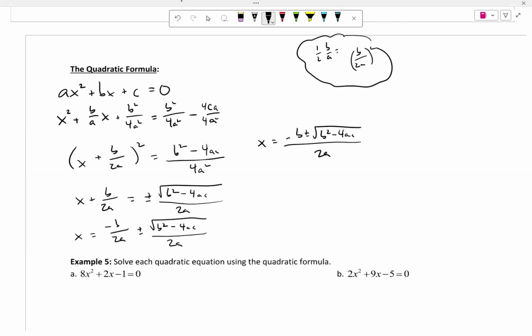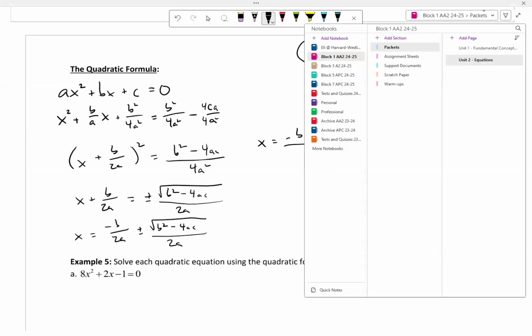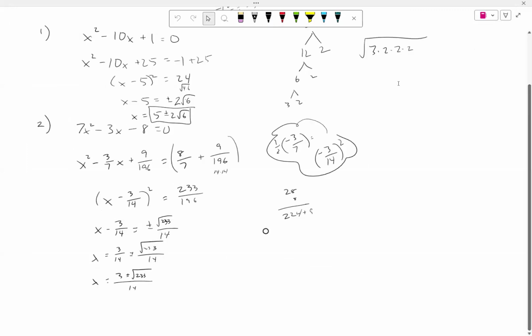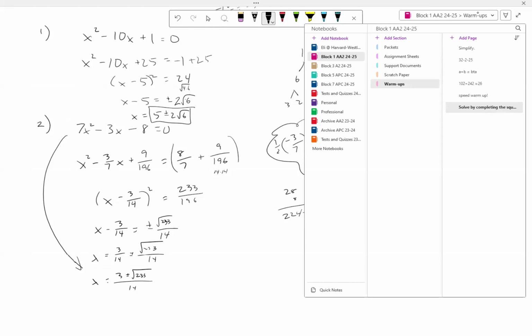Mathematicians in general really like to complete the square, but recognize that as you saw in number 2 here, completing the square there really sucked. Wouldn't it have been nice to go from here to there using the quadratic formula? So there are times when it's helpful to use and sometimes when it's not necessarily helpful. So the quadratic formula is now officially a tool I need you to know.